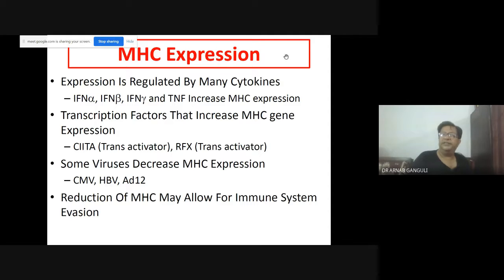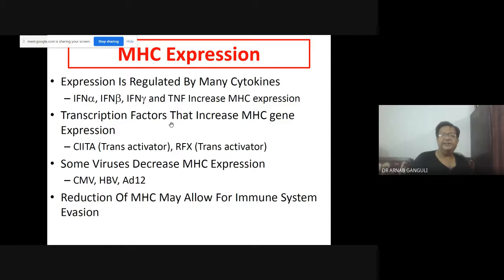So what causes the expression of MHC? Expression is regulated by many cytokines. Interferon alpha is a cytokine. We will take a cytokine class, possibly the next offline day. IFN alpha, IFN beta, IFN gamma, and TNF, tumor necrosis factor, increase expression of MHC. So the moment these cytokines are released because of some stimulation, like complements or some other innate immunity, they also increase cytokine expression. Interferons are especially important in viral infections.